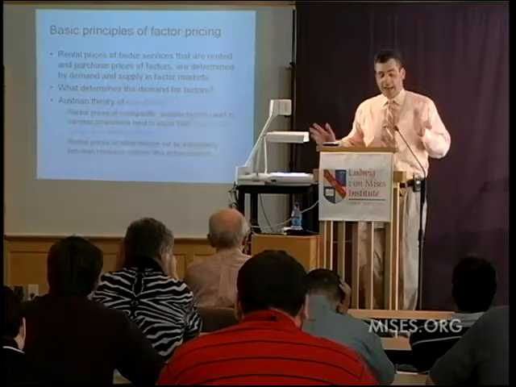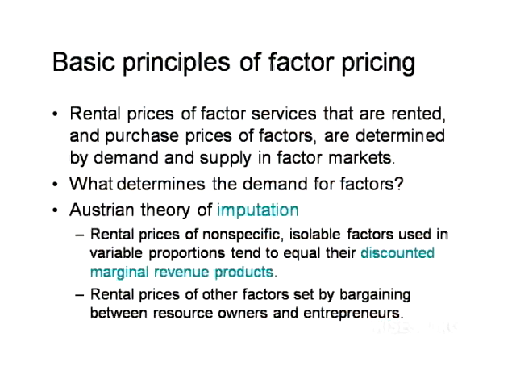So read that as the rental prices of certain factors tend to equal what we call their discounted marginal revenue products. Their discounted marginal revenue products. The rental prices of other factors of production are determined by bargaining between resource owners and entrepreneurs. So factors of production that do not meet those particular criteria, that are not nonspecific, isolable, and used in variable proportions, are determined by bargaining among resource owners and entrepreneurs. Let me explain what all that means.